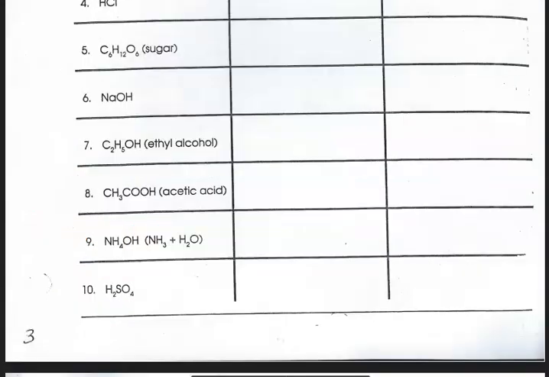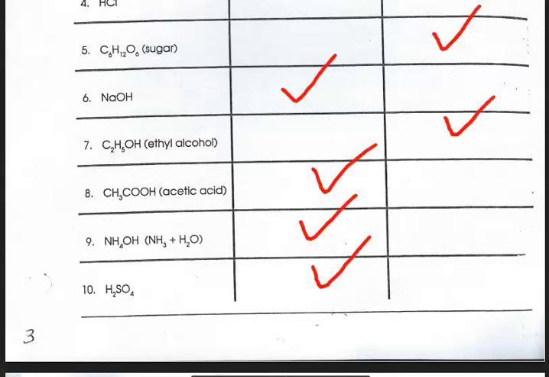All right, 5 through 10. Pause the video, do your checks, and come on back. All right, how'd you do? Your sugar, your alcohol, they are both non-electrolytes. Everything else here are electrolytes.